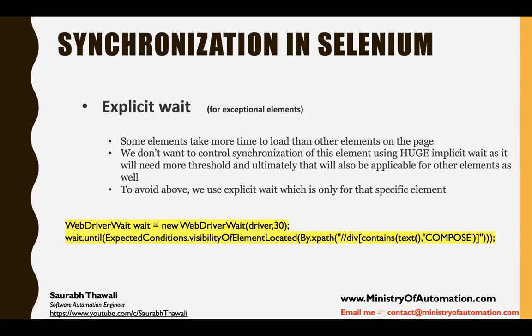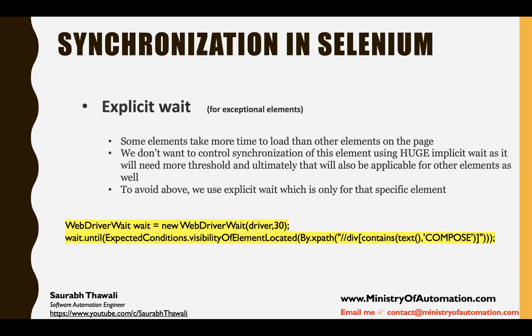So what explicit wait means, again, just to keep in mind: for exceptional elements, some element may take more time to load than other elements on a page. We don't want to control synchronization of this exceptional element using a huge implicit wait, as it will need more threshold, and ultimately that will also be applicable to other elements as well, right? To avoid the above, we use explicit wait, which is only for that specific element.